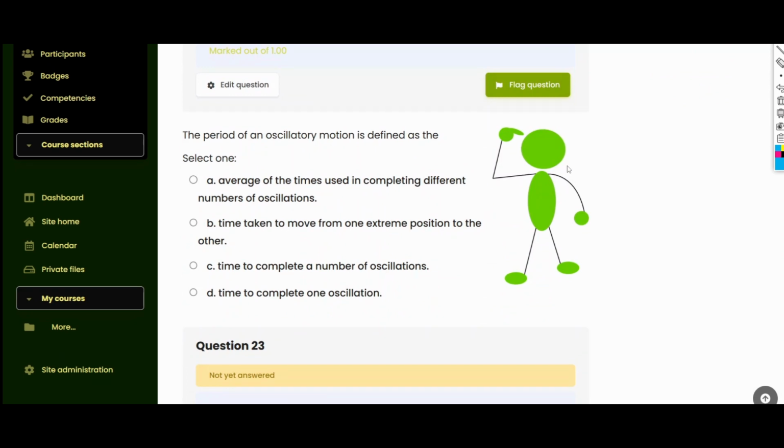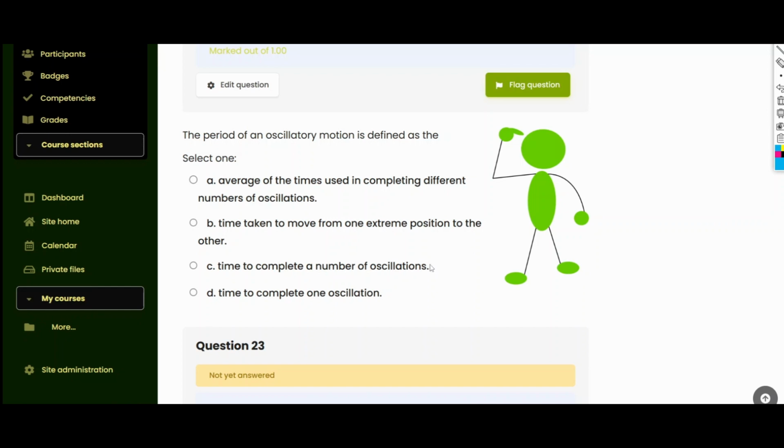The period of an oscillatory motion is defined as the, so what's the definition of period? We know that frequency is the number of oscillations a body covers in 1 second, while period is the time for a body to complete an oscillation or a circle. The average of the times used in completing different numbers of oscillations is not the period. The time taken to move from one extreme position to the other is also not a complete circle. That's a half circle. So it's the time to take a complete oscillation.